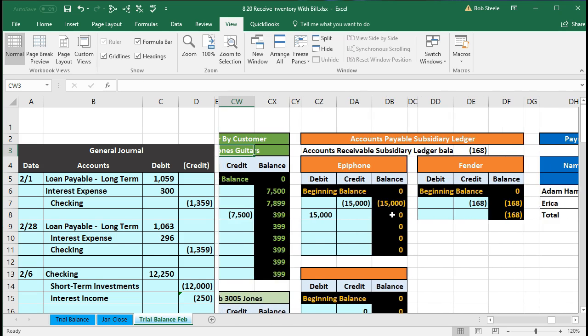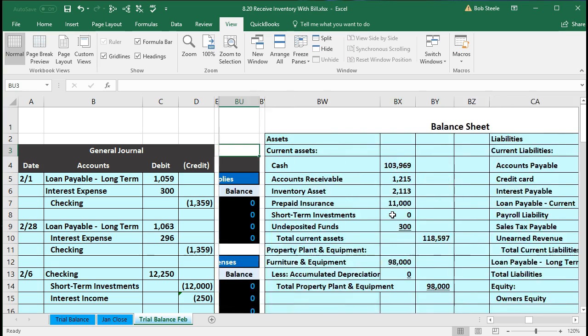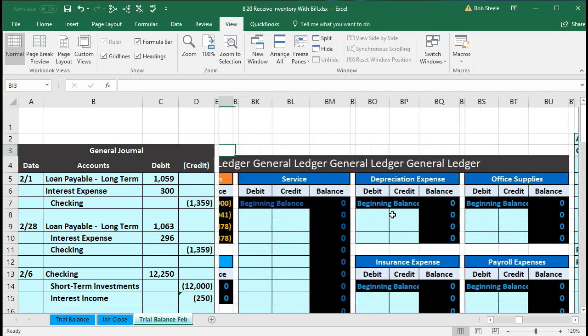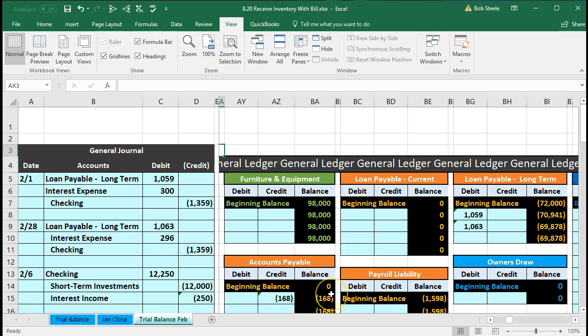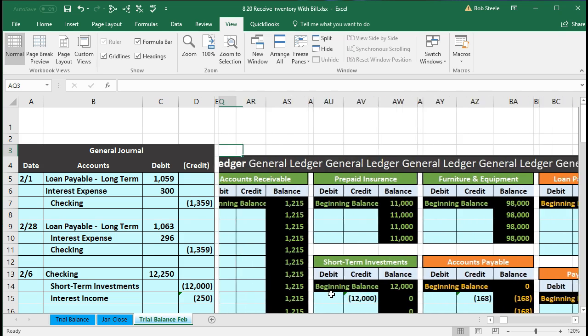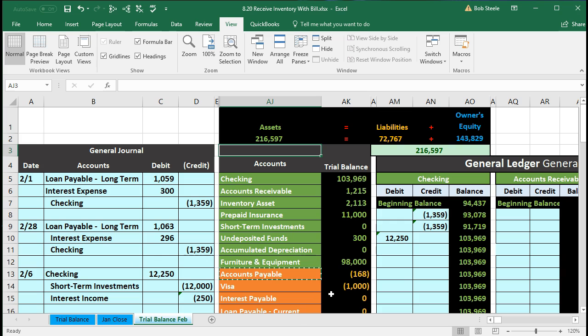So let's go all the way back to the trial balance and just double check that really quickly. So we're going to scroll all the way back to the trial balance. We see it there on the general ledger, 168. That's a good sign because that's what the trial balance is built from. And there's the 168 there.